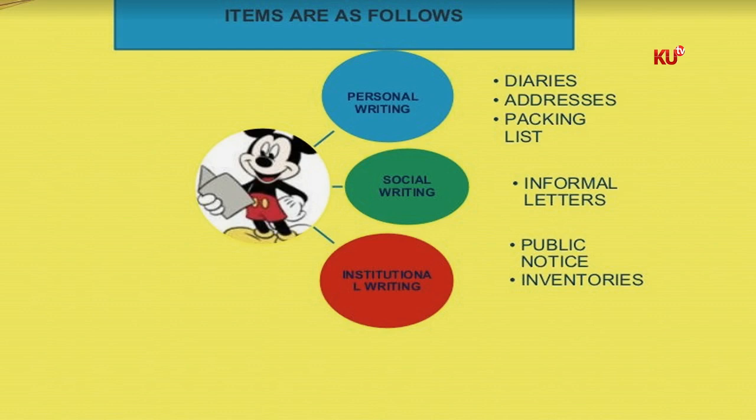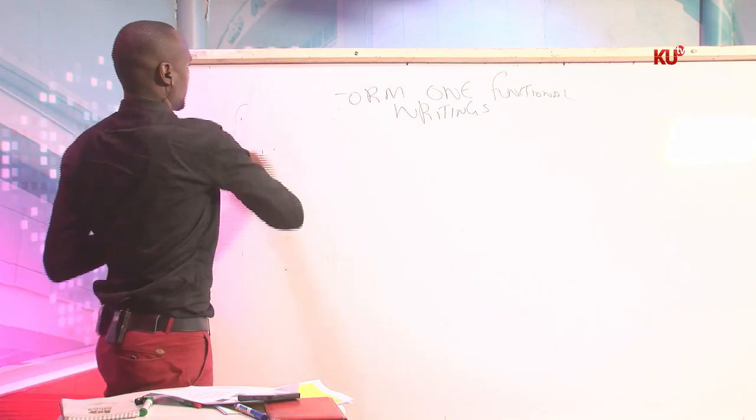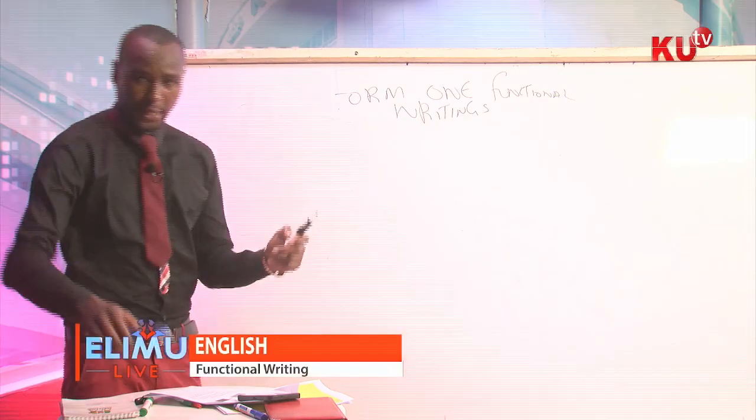Then you have the informal letter. How do you write this letter? We will cover it in a few minutes. And then you have the public notices, and also the inventories. So we will go step by step. We'll try to be brief, and hope you get to understand them well.